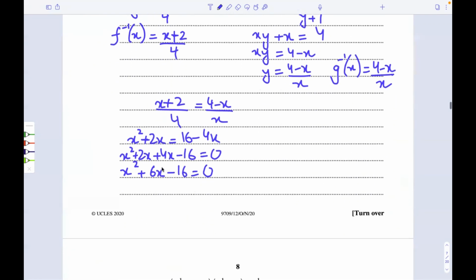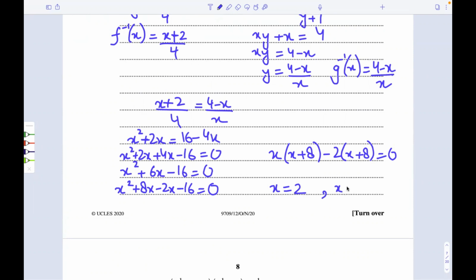All right, so continuing over here, now we'll just solve this by factorizing. So this will become x square plus 8x minus 2x minus 16 is equal to 0. And this will become x into x plus 8 minus 2 into x plus 8. Finally, the two values of x would be x equals 2 and x equals minus 8.